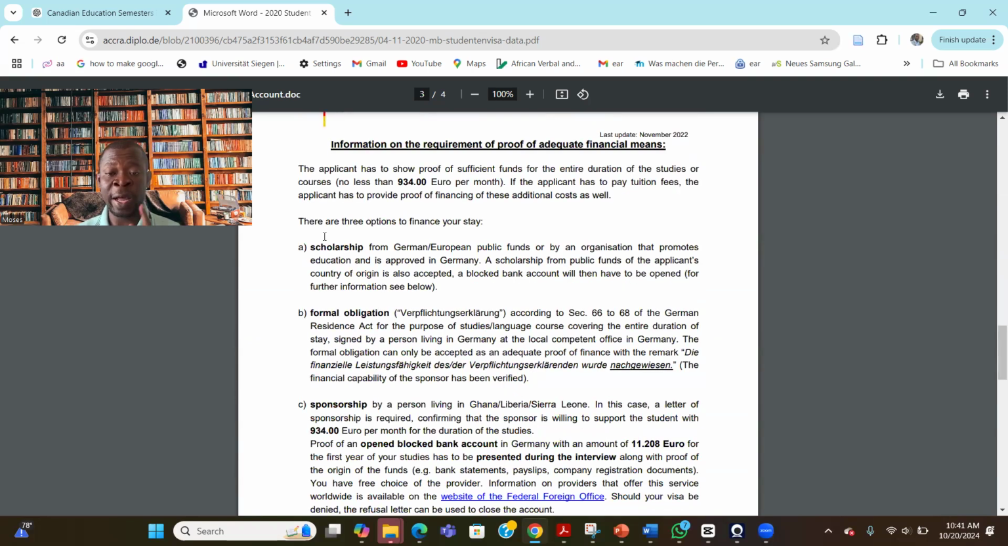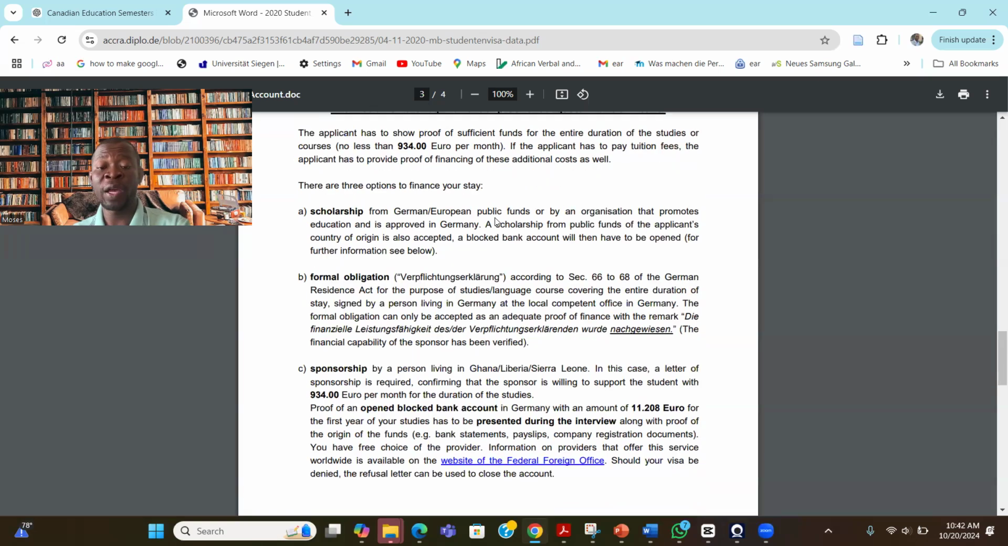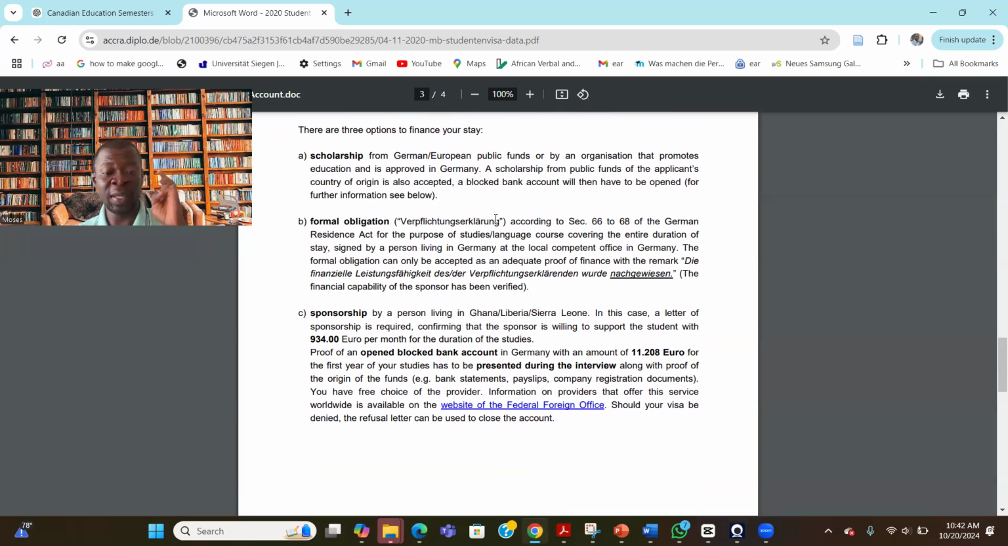The first one is that the applicant has to show proof of sufficient financial funds for the entire duration of their studies or course, no less than this per month. If the applicant has to pay tuition fees, they have to provide that as well. Maybe if you apply to a private institution, then you have to provide even beyond that. So the first way to prove, there are 3 ways, any of them is okay.